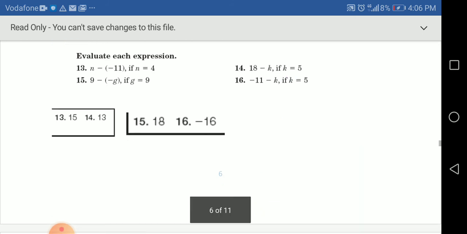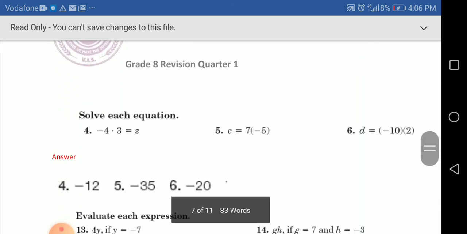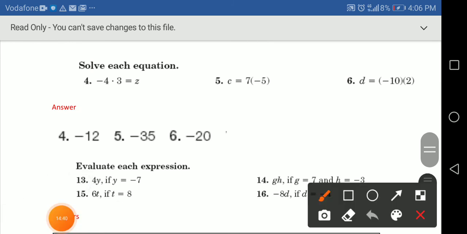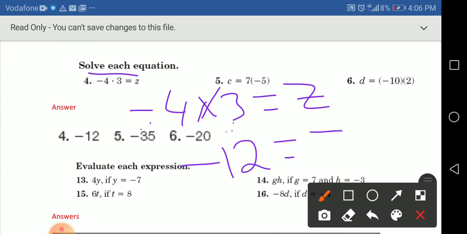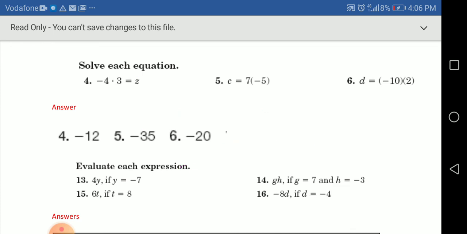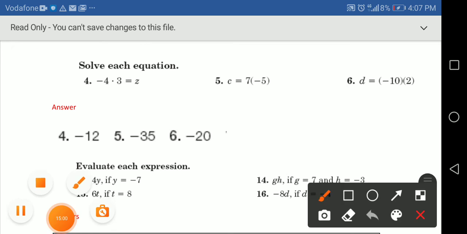Okay, is it easy? I think it is. Solve each equation. Negative 4 times 3 equals z. So negative 4 times 3, different signs gives me negative. When we multiply and divide, different signs gives me what? Gives me negative. So it will be z. When I say c here, 7 times negative, positive times negative gives me negative 35.